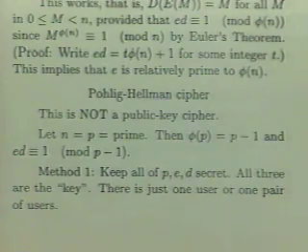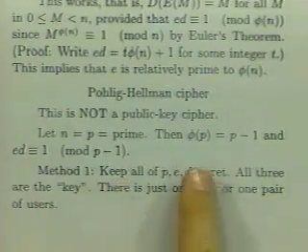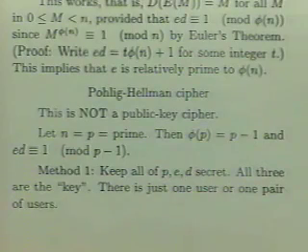You let n equal p be a prime number, then phi of p is just p minus 1, and the requirement on e and d is that e times d should be congruent to 1 modulo p minus 1. This means that d is a multiplicative inverse of e modulo p minus 1.